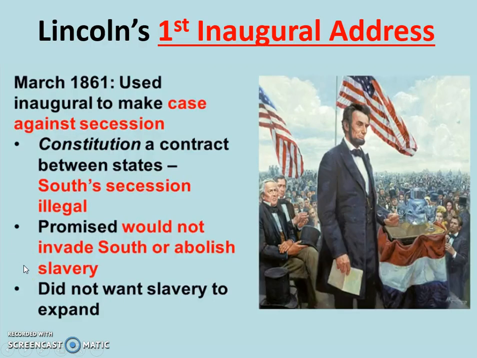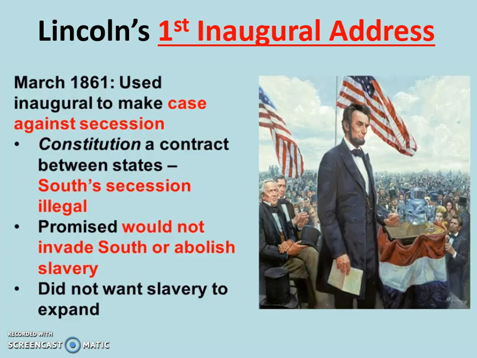So it comes time for Lincoln to be inaugurated, and he gives his first inaugural address. Now, by the time Lincoln is inaugurated, six states have joined South Carolina in seceding from the Union, and eventually four more will join them to equal the total of 11 Confederate states. But in his inaugural address, Lincoln makes the case against secession, and he makes a legal argument here. He says that the Constitution is a contract between the states, and that the South has no right to secede, and that their secession is therefore illegal.